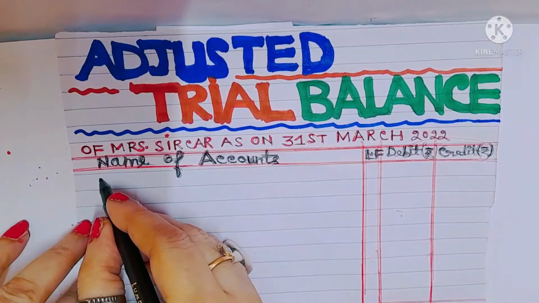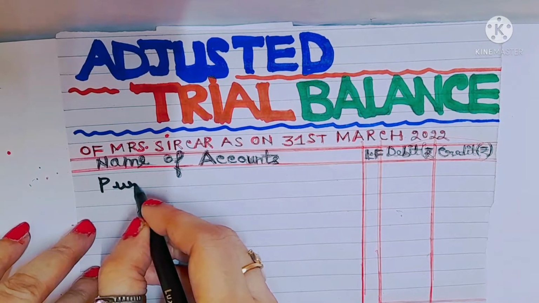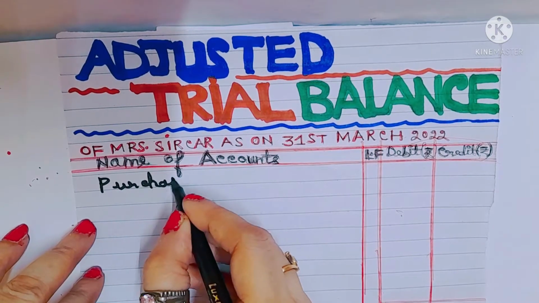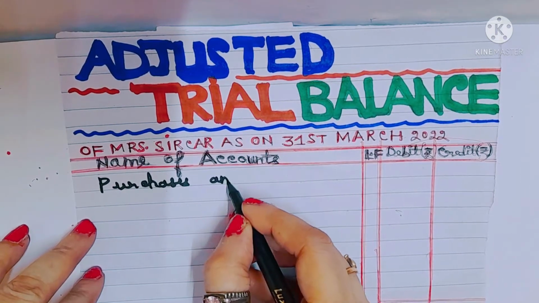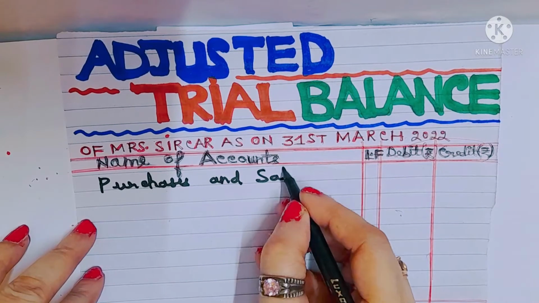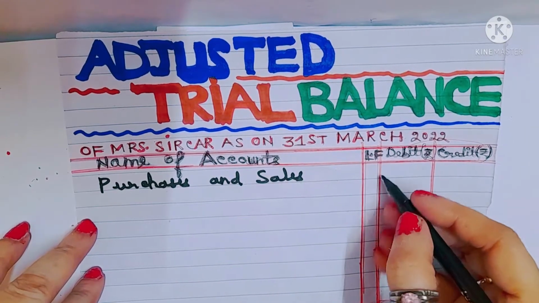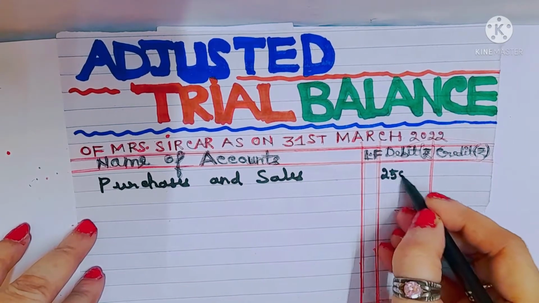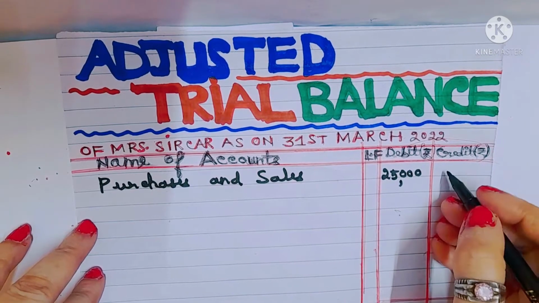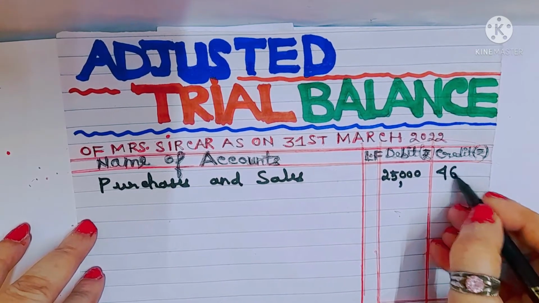Okay, so purchases and sales. Purchases how much? 25,000 and sales 46,000.